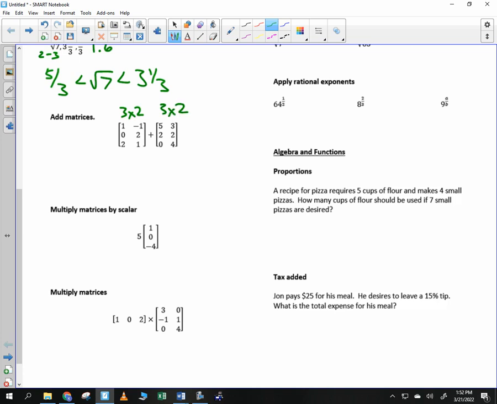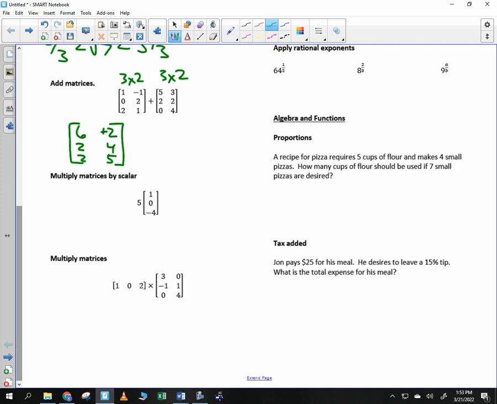In order to add 2 matrices together, they must be the same size, and it will produce another matrix of the same size. So I get 6, because 1 plus 5 is 6, and I have positive 2. And 0 plus 2 is 2, 2 plus 2 is 4, 2 plus 0 is 2, and 1 plus 4 is 5. That's my new matrix.